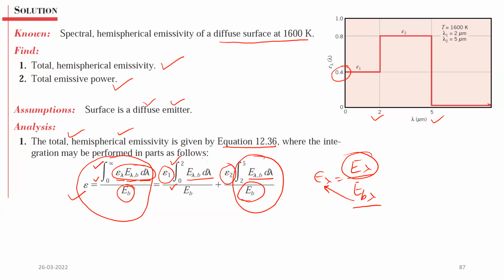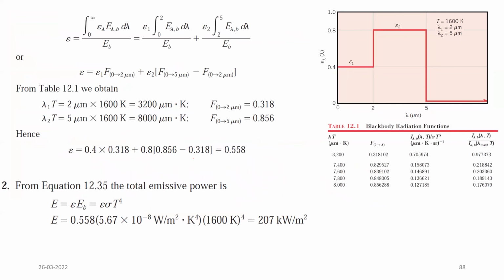And similarly here also it is the fraction of the energy lying between 0 microns of wavelength to 2 microns of wavelength. So you can see it once again. This is the same equation which I have written on the last page. Here you can see epsilon is equal to epsilon 1 times the fraction of energy between 0 to 2 micrometer, plus epsilon 2 times the fraction of energy between 0 to 5 microns minus the fraction of energy between 0 to 2 microns. So that is how we can calculate this value.